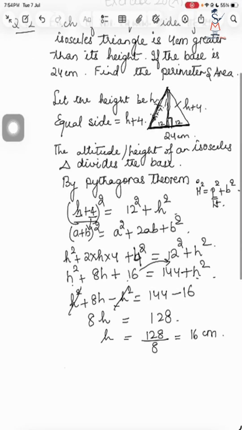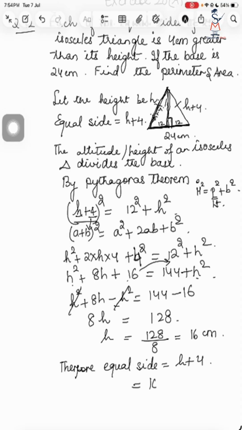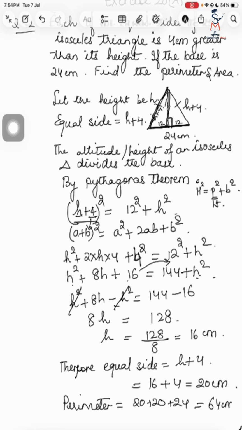And what will be the side? Therefore, the equal side will become h plus 4, that is 16 plus 4, that is 20 centimeter. So what will be the perimeter of this particular triangle? Two sides are equal, so 20 plus 20, and the base is 24. So this becomes 64 centimeter.